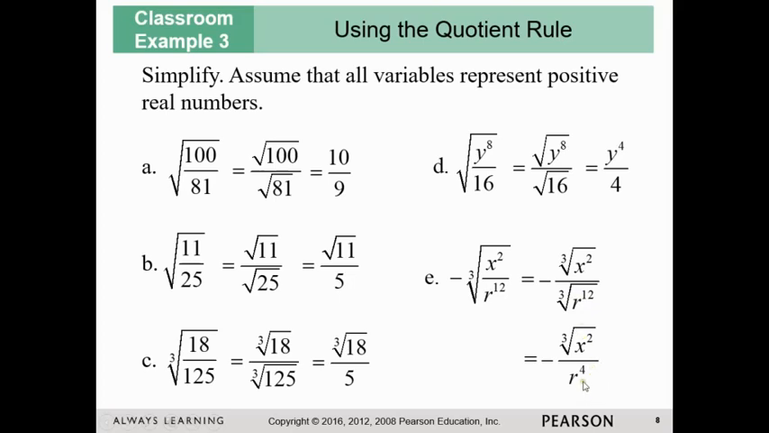Another way to think of this is r to the 4th times r to the 4th times r to the 4th ends up with 12, right? Because we're applying the product rule where we add exponents. But just a quick way to think of this is to divide the exponent here by the index.